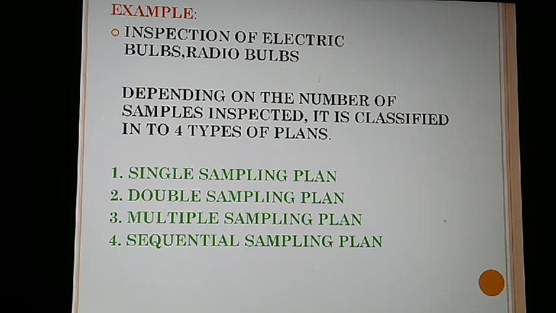And this depends on the number of samples inspected. It is classified into 4 types of plans: single sampling plan, double sampling plan, multiple sampling plan, and sequential sampling plan. We are going to discuss all these plans in a very detailed manner, of which the first 2 types of plans are very important from the exam point of view. The single and double sampling plans, and next the multiple and sequential sampling plans, are all going to be discussed in the next lectures in a detailed manner.